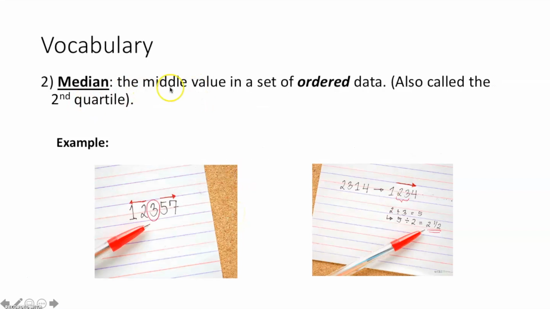Now the median is the middle value in a set of ordered data. It's also called the second quartile. So the median is going to be the middle if you order the data, but sometimes there won't be a middle number. So if there isn't a middle number, like there's 4 data values and you have 2 that are in the middle, you just take those 2 numbers, add them up and divide by 2. So you basically average those middle values to get your median.